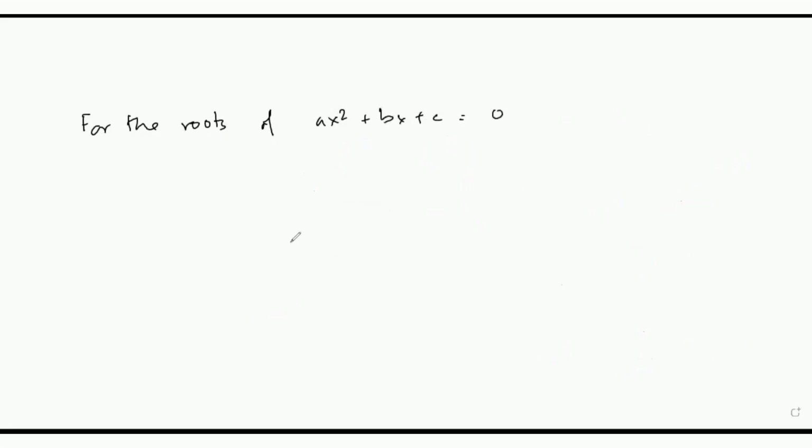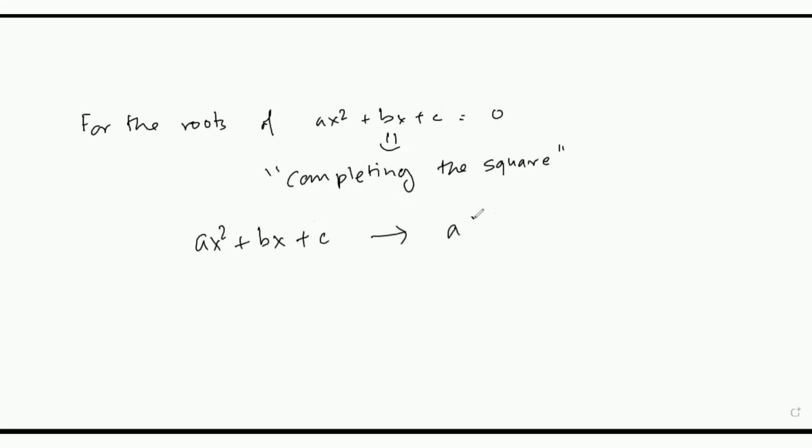So we set this thing equal to 0, and the method that we are going to employ is called completing the square. What does that mean? That means that we'll take this parabola ax squared plus bx plus c, and we'll convert it into something that looks like this, where this thing is now a whole square.